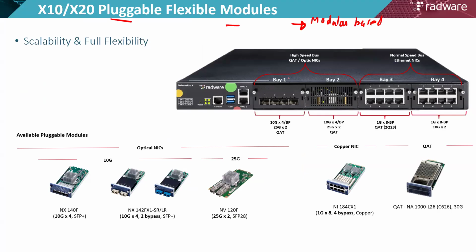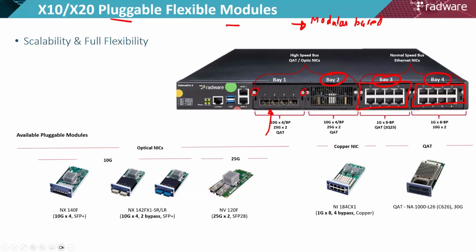That means this particular Defense Pro device has been divided into modular sections. This is the first section, the second section, the third section, and the fourth section. These sections are known as bays. So we have bay 1, bay 2, bay 3, and bay 4. Let's suppose you have 4 fiber ports and you want to replace them with some other module. Then you simply remove the screw, pull out this module, select some other module, insert it in the slot, and screw it back again.